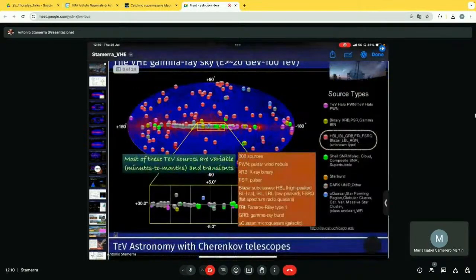We have something like 100 sources, and they are, apart from excluding the galactic center, where we usually have remnants of supernovae and other kinds of sources, the extragalactic sky is mostly represented by blazars in the different classes, like high peak blazar, intermediate, and so on and so forth. So this is the situation in the sky for the very high energy.